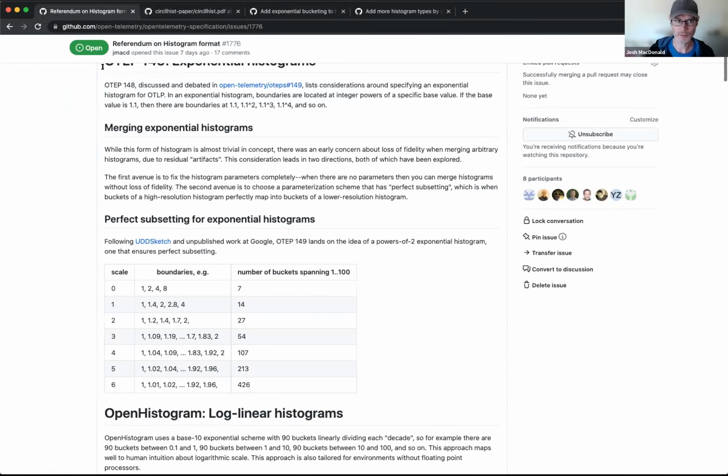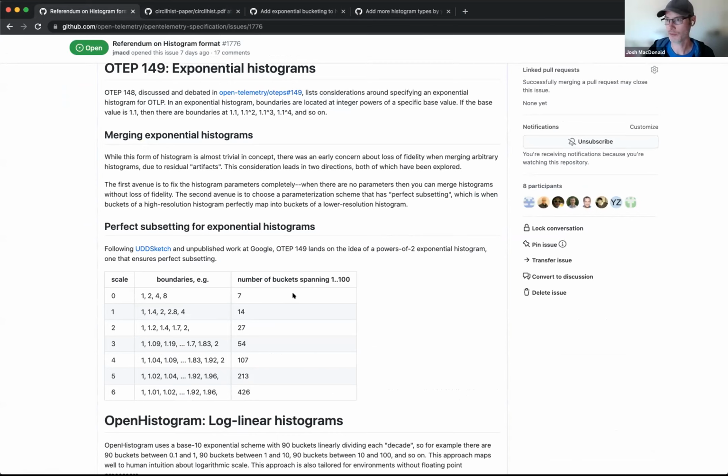So this is sort of a quick summary of the OTEP 149. It says, let's assume that we're using powers of 2 as the growth ratio, and they're going to be fractional powers of 2. So it's like, I'm going to say 2 to the 1/2, or 2 to the 1/4, or 2 to the 1/8. That's my growth factor. 2 to the 1/16, to whatever you choose, it's going to be a number that's slightly larger than 1, and that's your growth rate ratio.